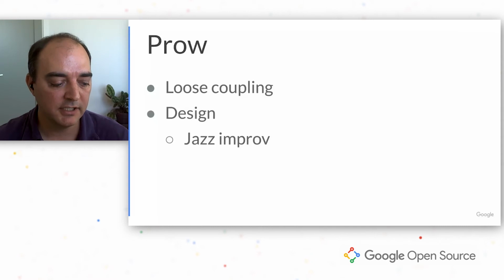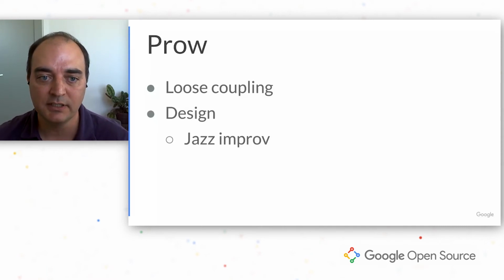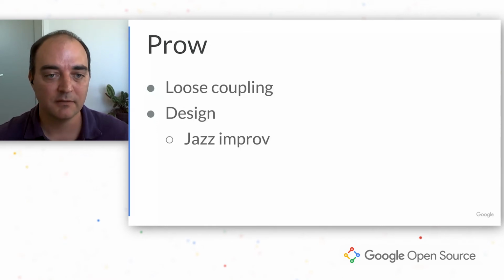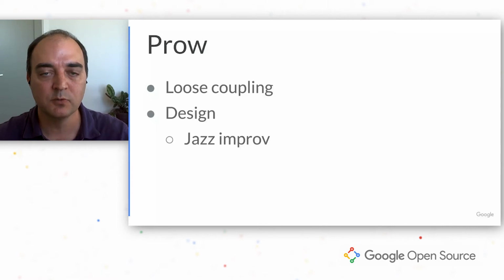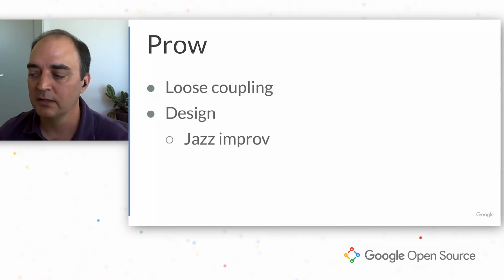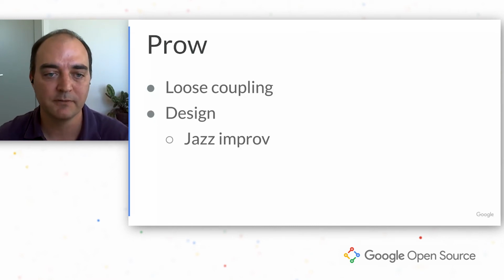If you look at the history of Kubernetes design, you can see that it tries to be inspired by jazz improv, where you have a bunch of talented performers that are following some rules to create interesting music. But there's no central coordination like you would have in a symphony orchestra, for example.